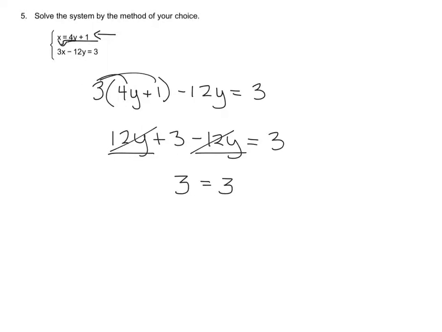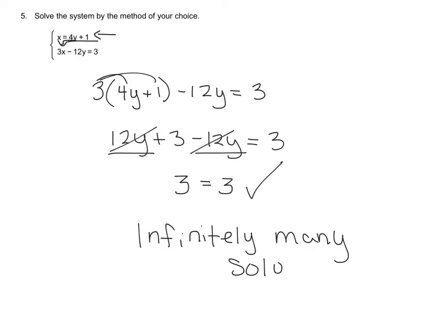Now 3 equals 3 is a true statement. So that means that my solution is infinitely many solutions. That's the answer to my problem. And if we were to graph this system of equations, we would see that these two equations are actually the same line. So that's why there are infinitely many solutions.